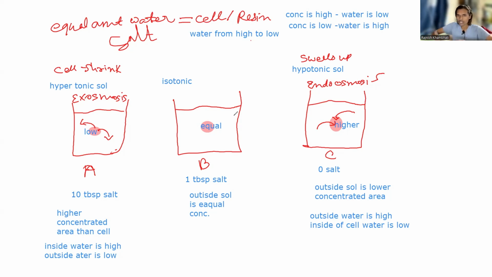Now, in isotonic solution, because the concentration of water is equal, the same amount of water enters inside and the same amount of water exits the cell, and that is how there is no change in the shape or size of the cell. There is no change at all. Now, this is what I have explained, but we have to write it properly. After this, there are 3 slides, one each for hypotonic, hypertonic, and isotonic solutions. So let's move to the next slide.